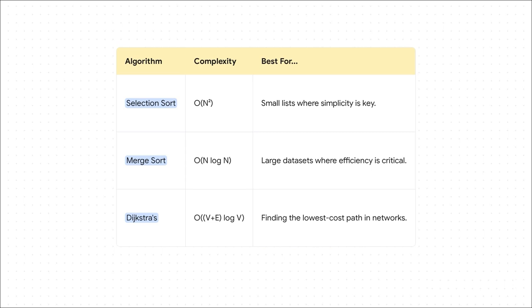You got a tiny list to sort? You know what? The simple selection sort is totally fine. But if you have a massive database, you absolutely need the efficiency of merge sort. And if you're building a map, Dijkstra's is your specialized tool. Each one has its place.